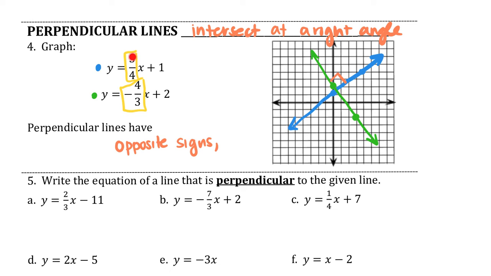And then the other thing, this was 3 over 4 and this was 4 over 3. So then they also have to have reciprocal slopes. Okay, and that will make a line perpendicular. It will make it run perfectly at a right angle to the other one.